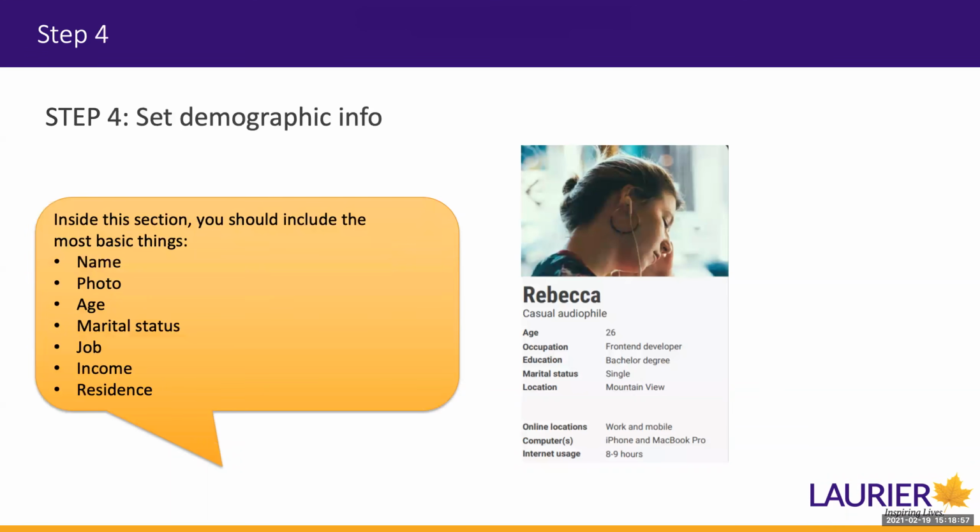In step 4, you're going to look at setting the demographic info. Inside this section, you should include the most basic of things such as name, a photo, age, marital status, job, income, and residence.